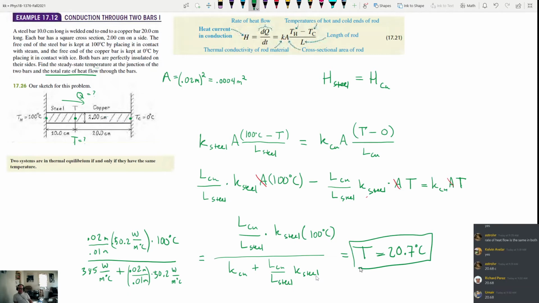And now we want to find the rate of heat flow through the bars. And so we can use basically either one of our equations now, right, to solve this. So I'll just choose to use the one that has a 0 in it, as it has less things. So K copper was 385, times the area, which we didn't use yet, 0.004.